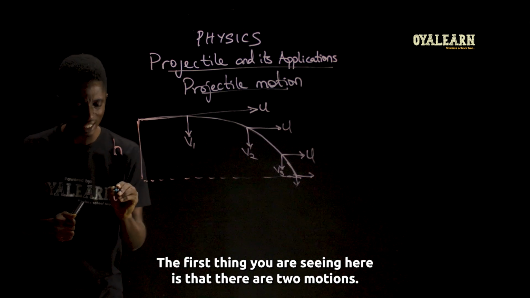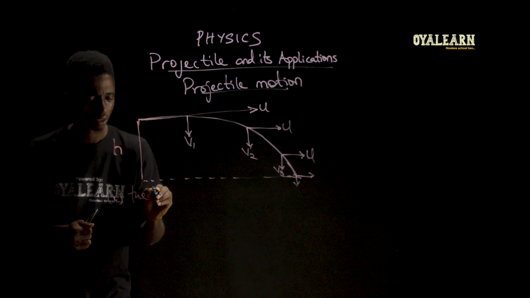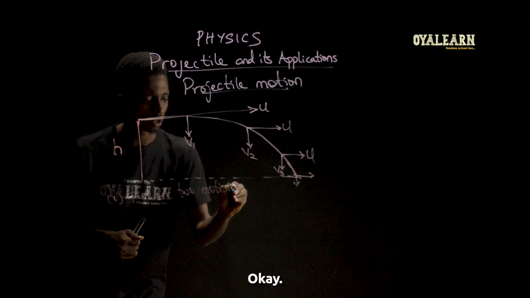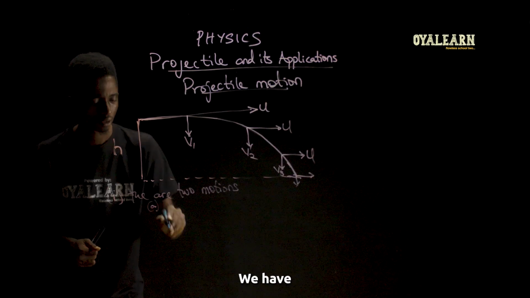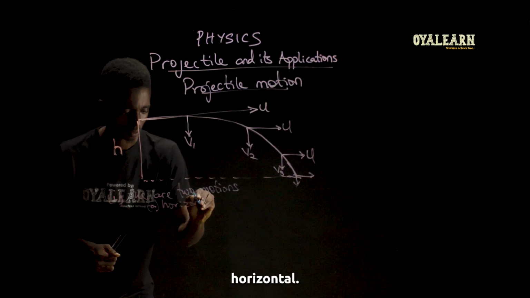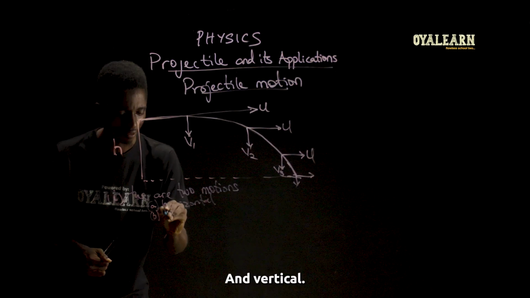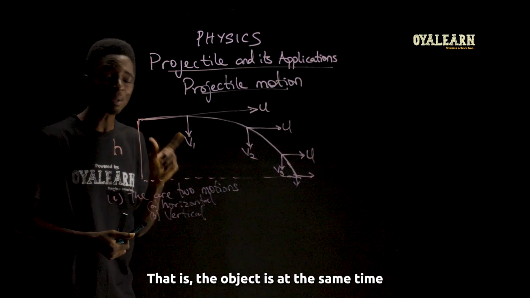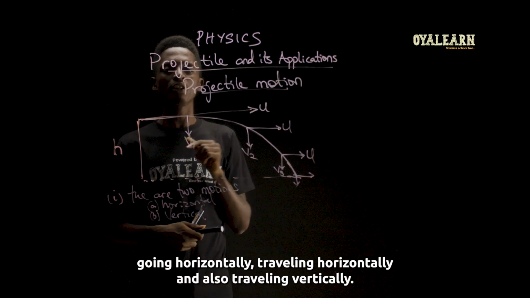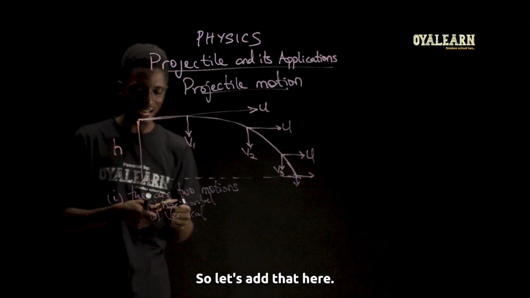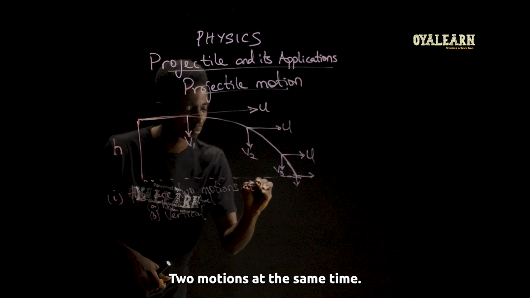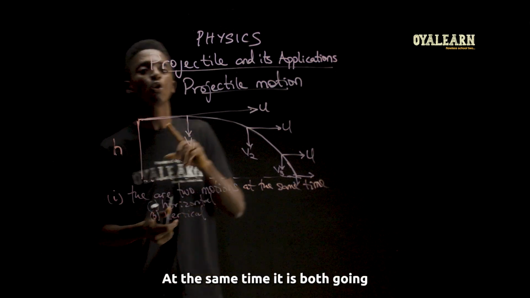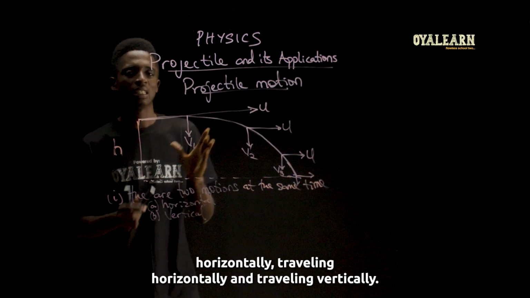The first thing you are seeing here is that there are two motions. We have horizontal and vertical. That is, the object is at the same time going horizontally, traveling horizontally, and also traveling vertically. So let's add that here. Two motions at the same time. Okay? At the same time, it is both going horizontally and traveling vertically.